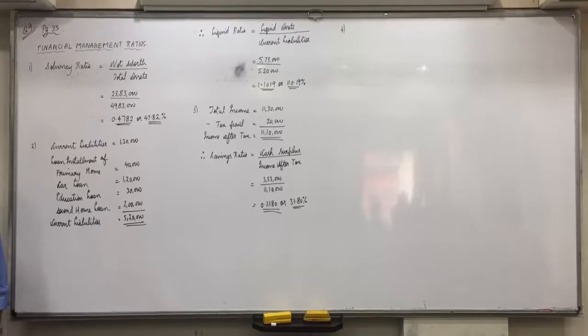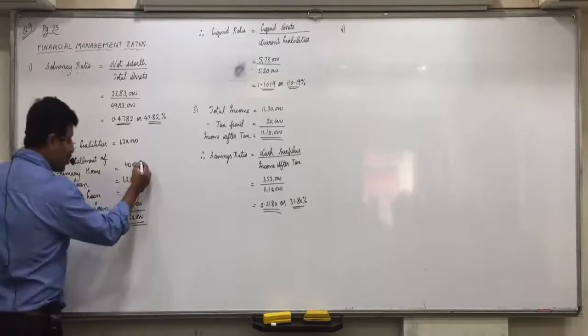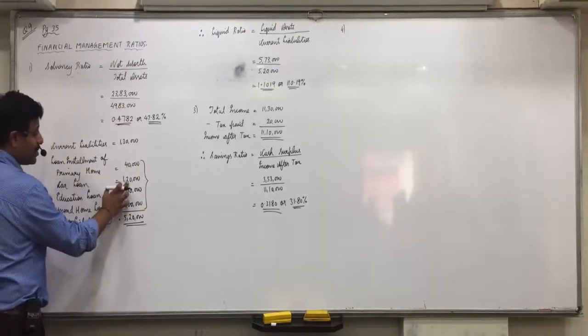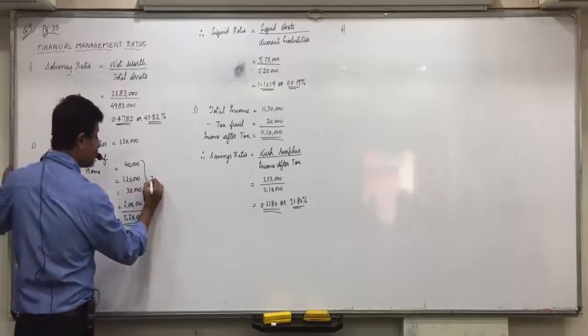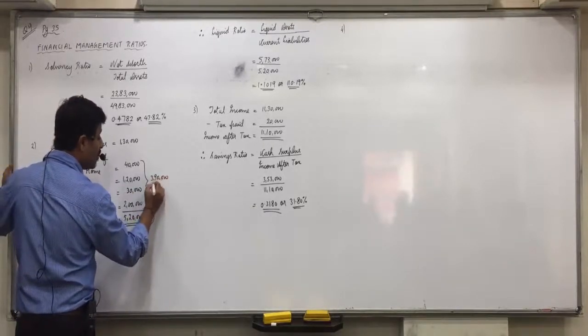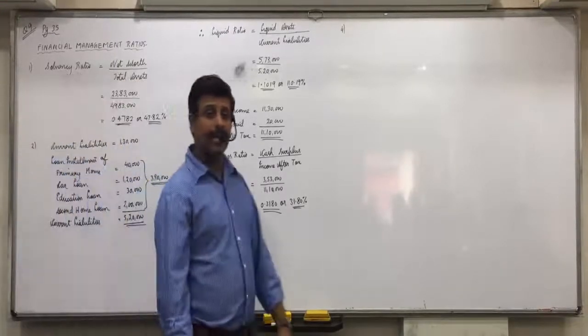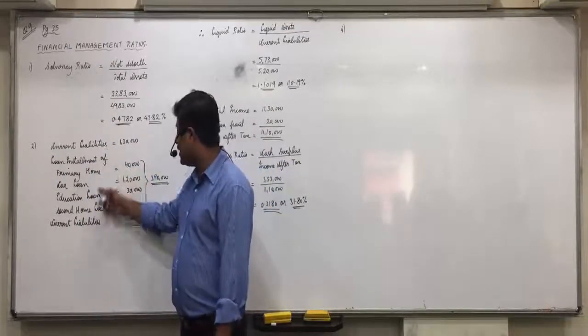3 lakh? How do you get that? Car loan installment 1,20,000 plus education loan 30,000 plus second home loan 2 lakh plus primary home loan 40,000 also. These are the loan payments. If you divide them by 12, you get monthly loan payments. We have done it earlier. The total loan payments are 3,90,000. This is to be divided by 12. Did everyone understand this? Except current liability, these are the loan payments.